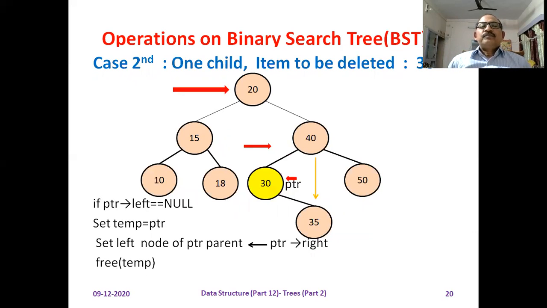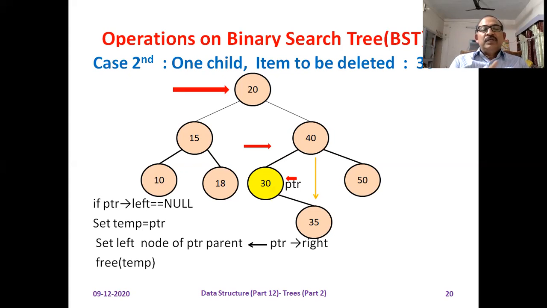Next case, suppose we want to delete the node 30, and here you can see the node 30 has one child, the right child. We will repeat the same process, and suppose PTR is a pointer which points to the node 30. Is it clear? Now what we will do in this case, if PTR left is equal to null, which means the left child of this 30 is null, we set temp equal to PTR.